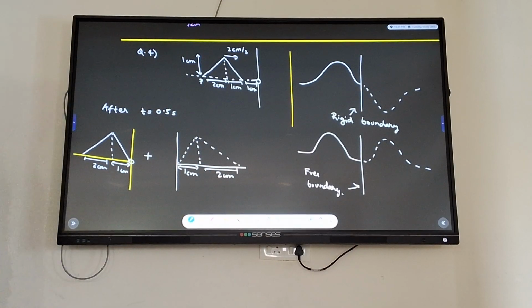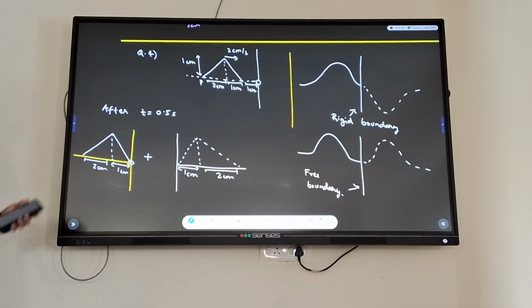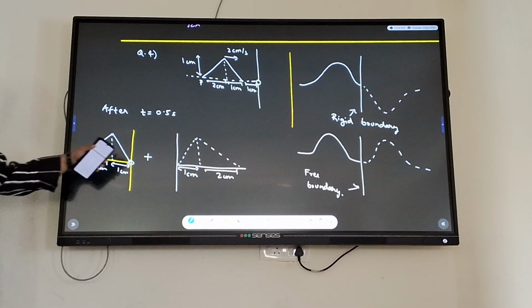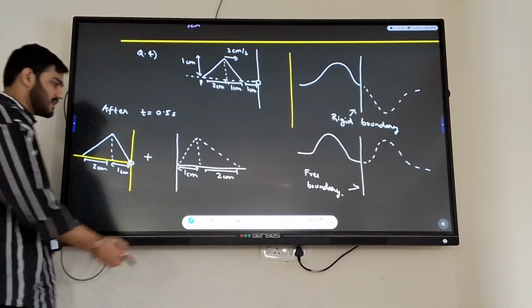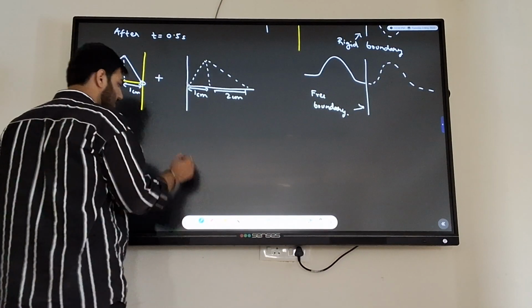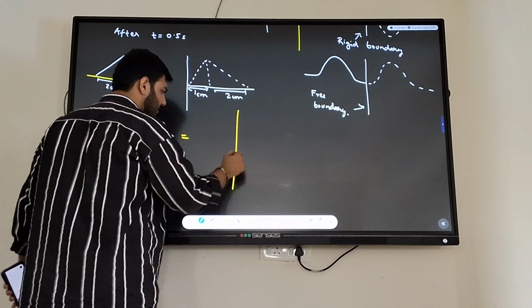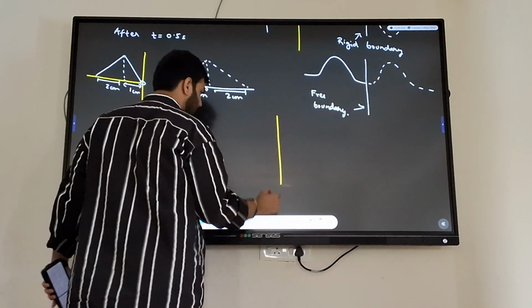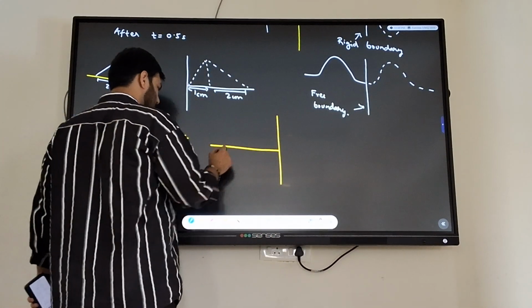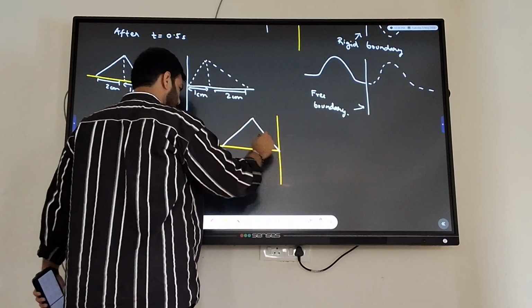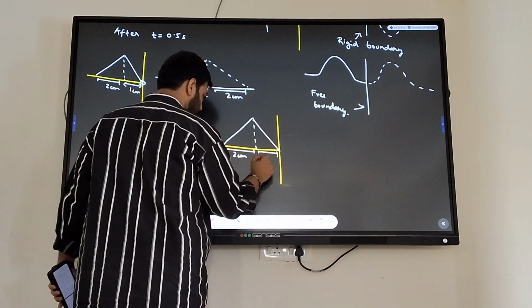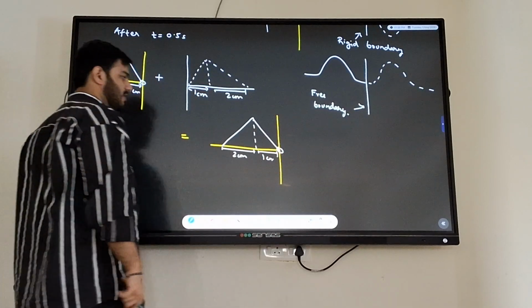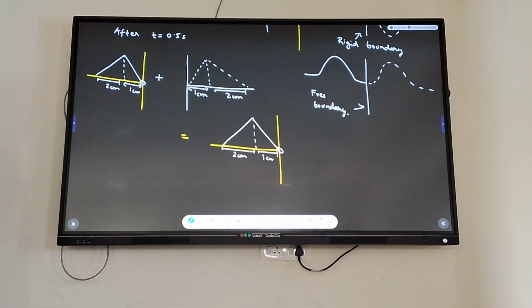And now you should add the two such that the final wave is on the left only. So on the left only, this is the thing now. Right below, I don't even have to consider. Then what will my final wave look like? It will look something like this. It will come like this: 2 centimeter, 1 centimeter, and the ring will not move at all. It's some kind of ring or a particle. This is after t equal to half second.